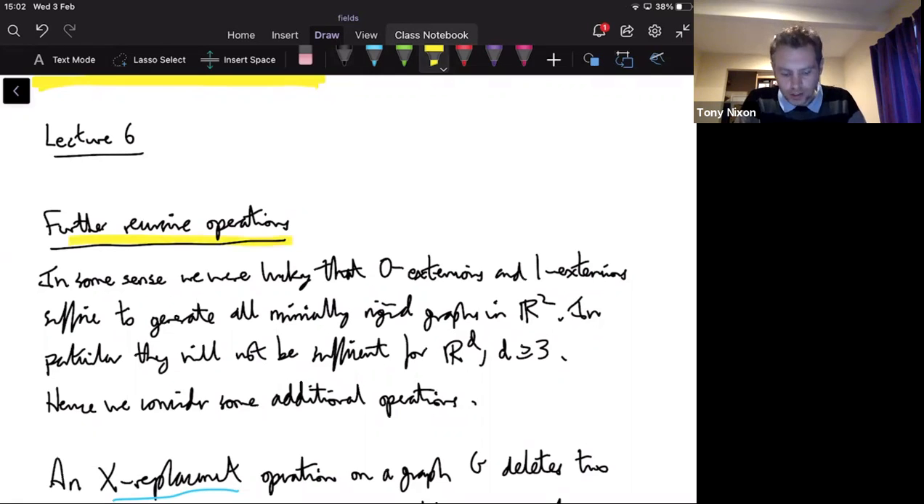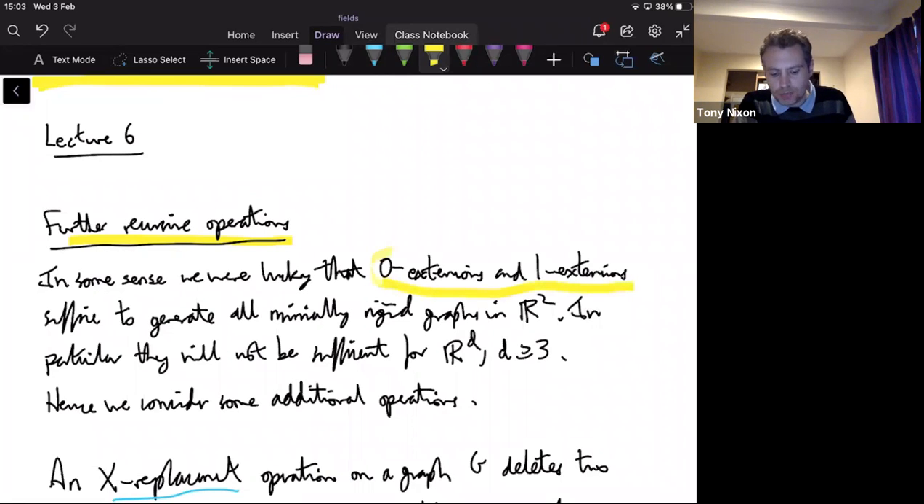So I guess what I say here is that in some sense, we were lucky that 0 extensions and 1 extensions gave us all 2-tree tight graphs. And this is really one of the major problems that happens when you move to higher dimensions. So it's no longer true that you get all the graphs that you would like from these operations.